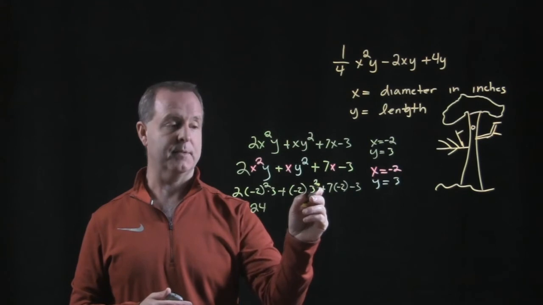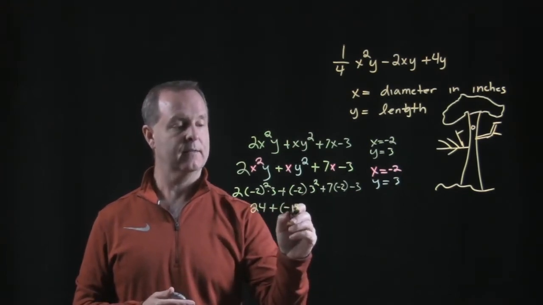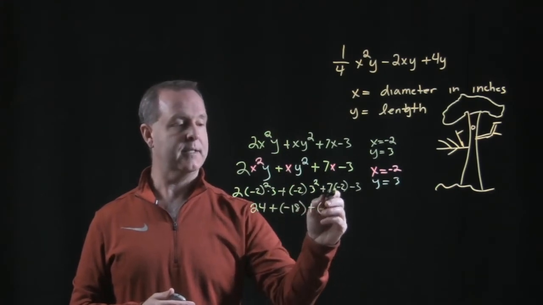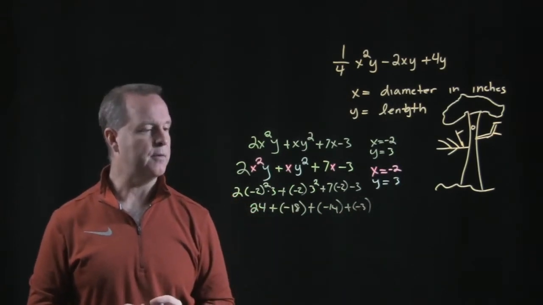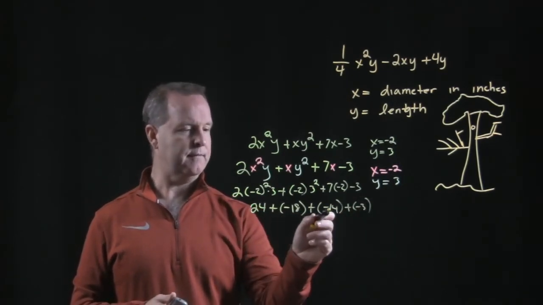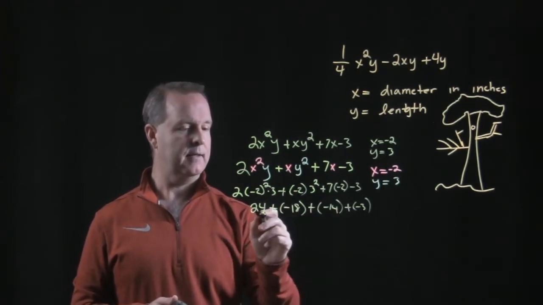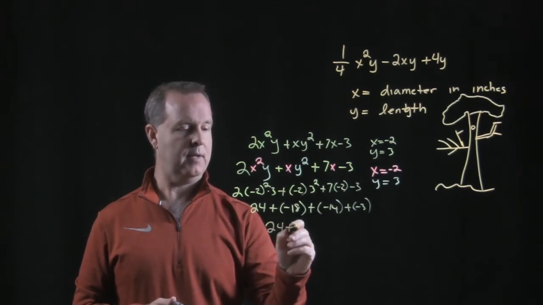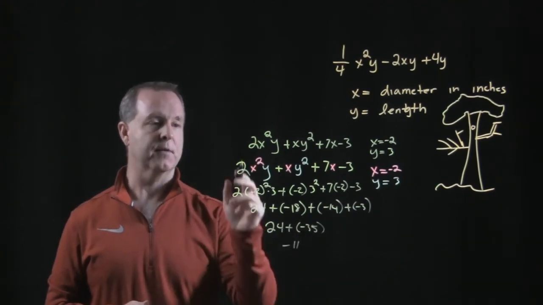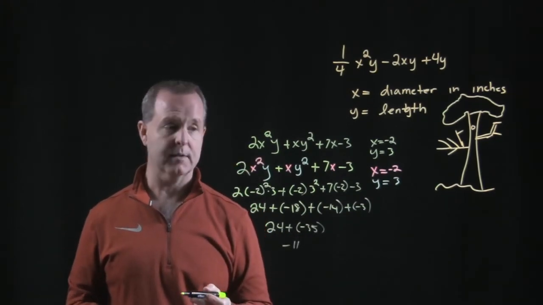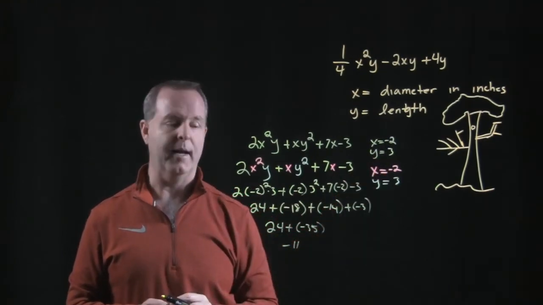Plus -2 times 3 squared gives me -18. Plus -14, plus -3. Add up all those terms. -18 and -14 give me -32, and with the -3, that's -35. 24 plus -35, add those together, gives me -11. So this polynomial in several variables, evaluated at -2 and 3 for x and y, simply evaluates to -11.